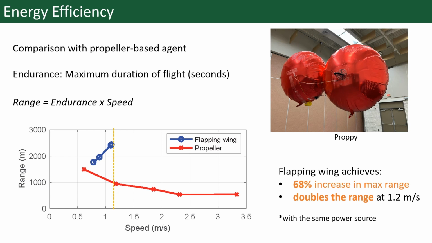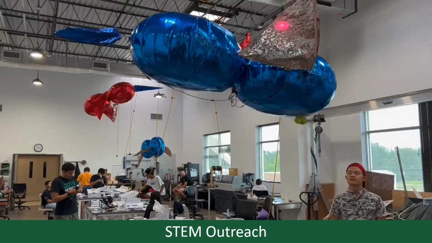All components are identical except the wings were replaced with propeller motors of similar weight class. Proppy uses a different balloon orientation to support more stable forward flight. Flapping wing achieves a 68% increase in maximum range, and at similar speeds, flapping wings provide even double the range.